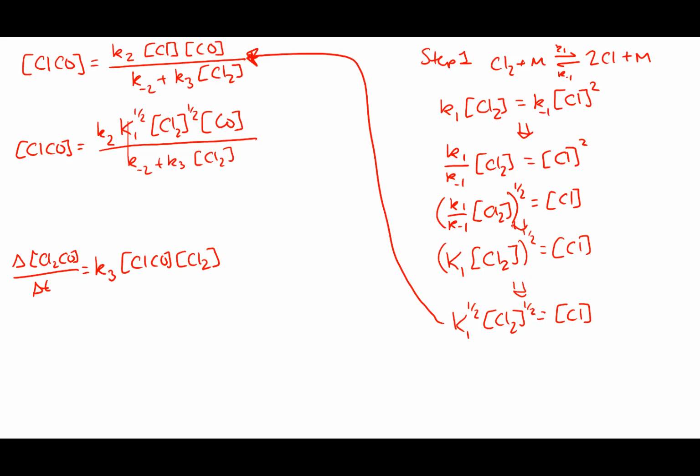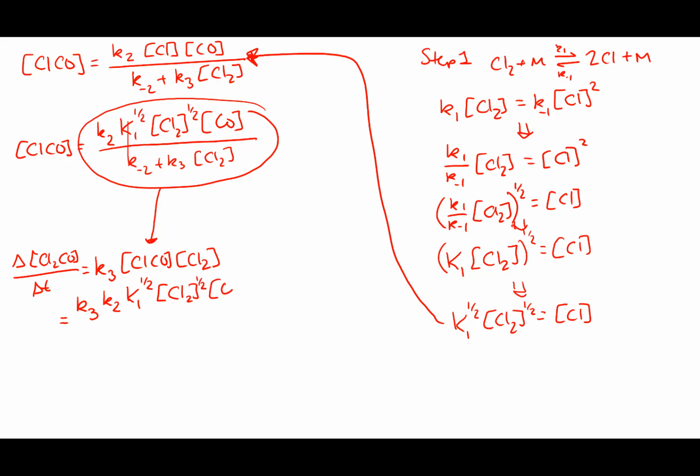But the ClCO is an intermediate, but we've used the steady state approximation so that we can cancel that out in our rate law in this case. And so all we have to do is simply take everything that we've approximated and plug that into here. If we do that, what we get as the rate is k3 times k2 times the equilibrium constant K1 to the power of 1/2 times the concentration of Cl2 to the power of 1/2 times the concentration of CO times the concentration of Cl2, because that comes from right here.